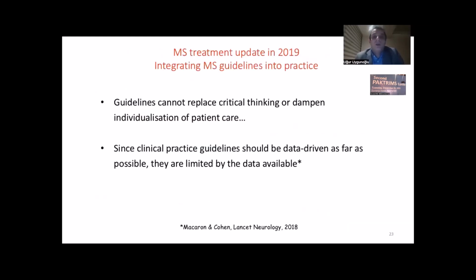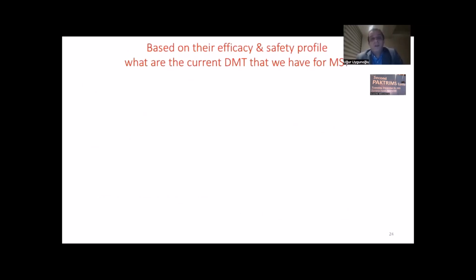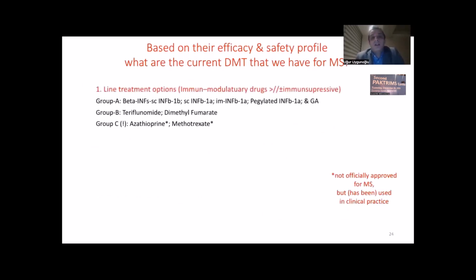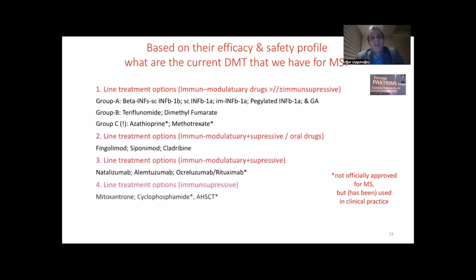What about the guidelines? Of course, guidelines are important, but guidelines cannot replace critical thinking or dampen individualization of patient care. Since clinical practice guidelines should be data-driven as far as possible, they are limited by the data available. So how can we classify the multiple sclerosis drugs based on their efficacy and safety profile? First line, second line, third line, and fourth line, we can classify them.